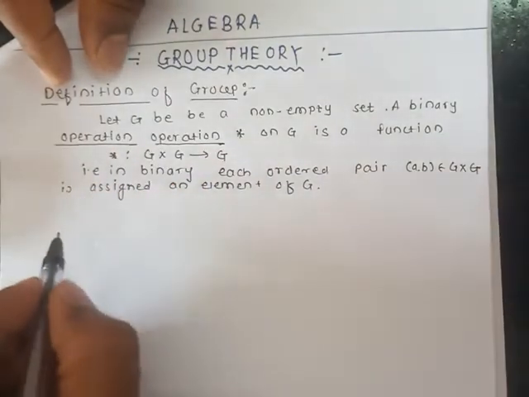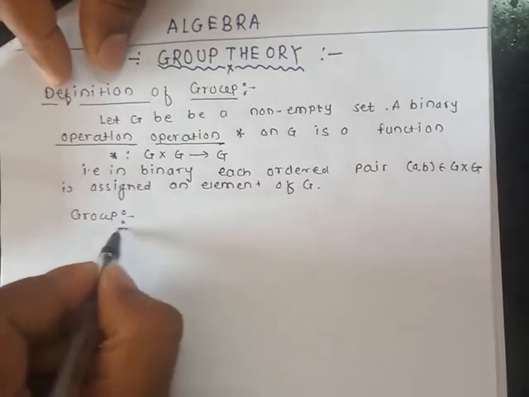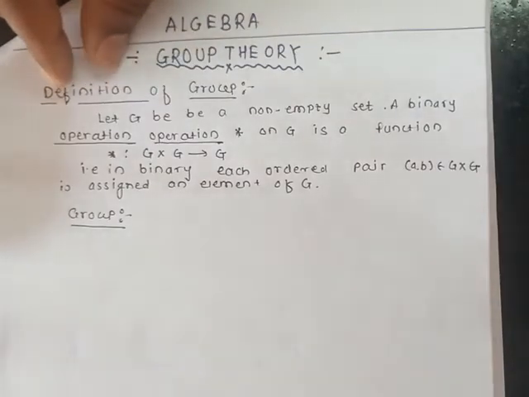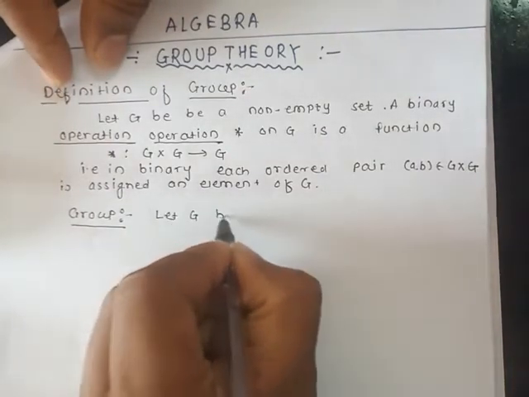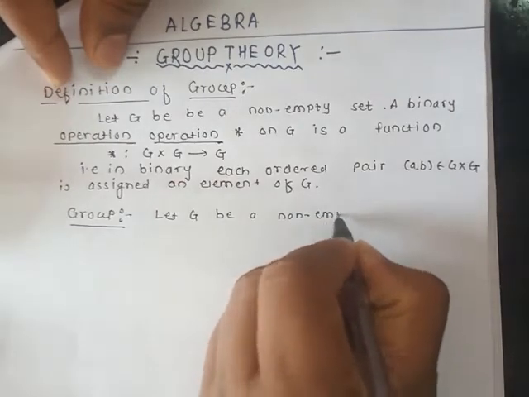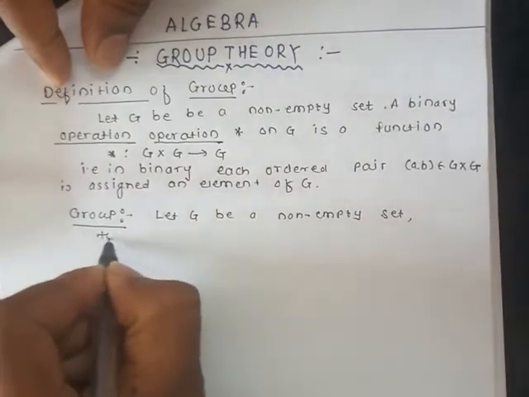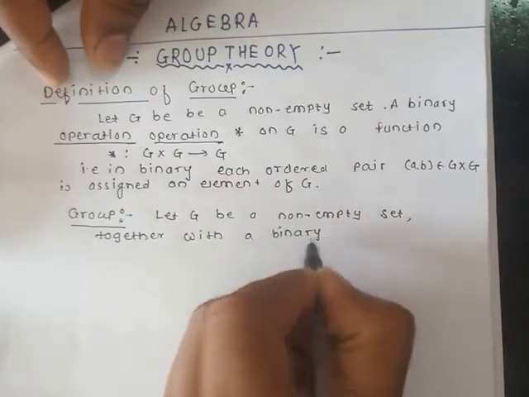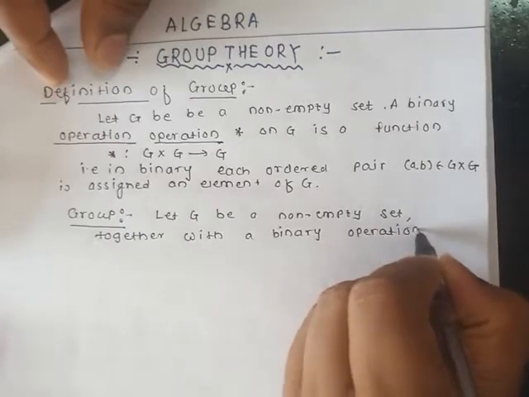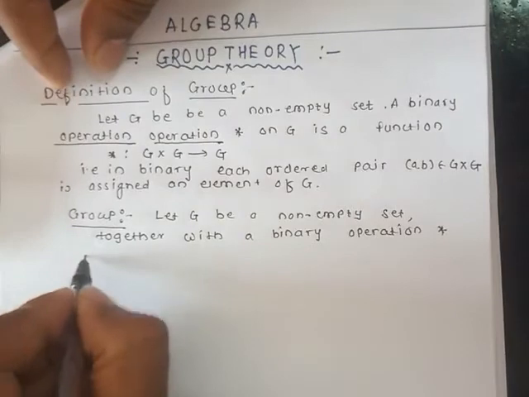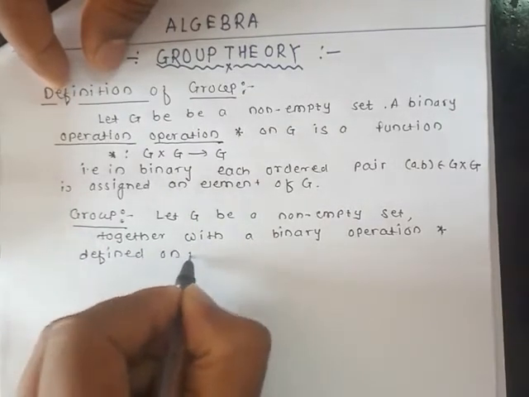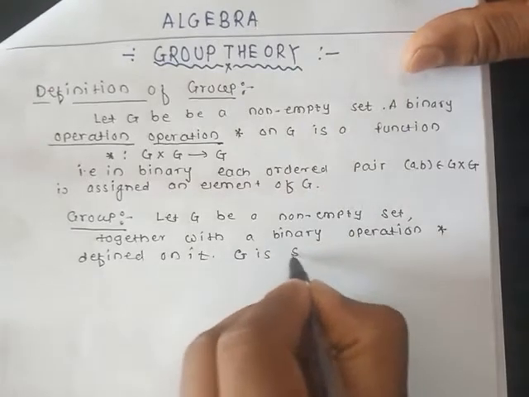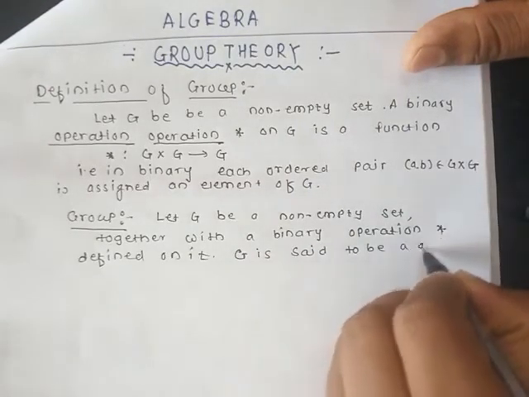Now the definition of group is: let G be a non-empty set together with a binary operation star defined on it. Capital G is said to be a group.